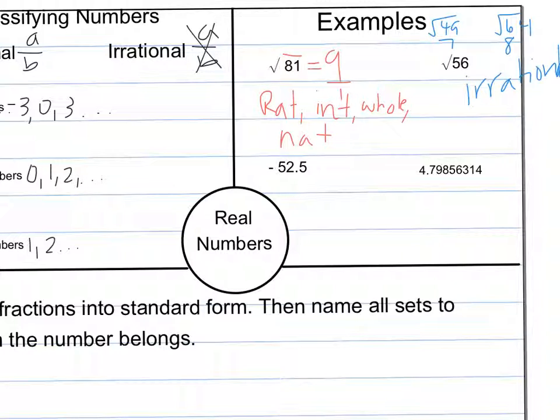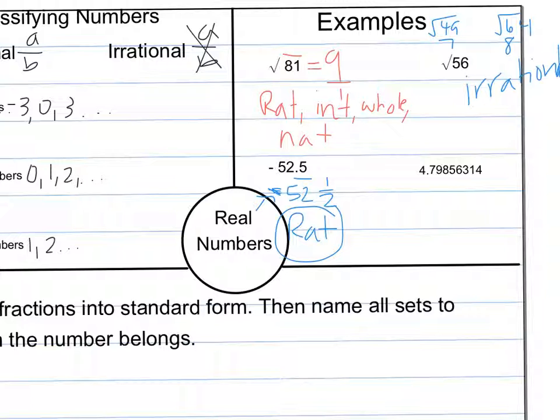Negative 52 and a half. So we see 1/2. I know I can write that as negative 52 and 1/2. It can be written as a fraction, so it is rational. Even though it's a negative, it's not an integer because of that fraction part. It's not the opposite of a whole number, so it's just stopping at rational.